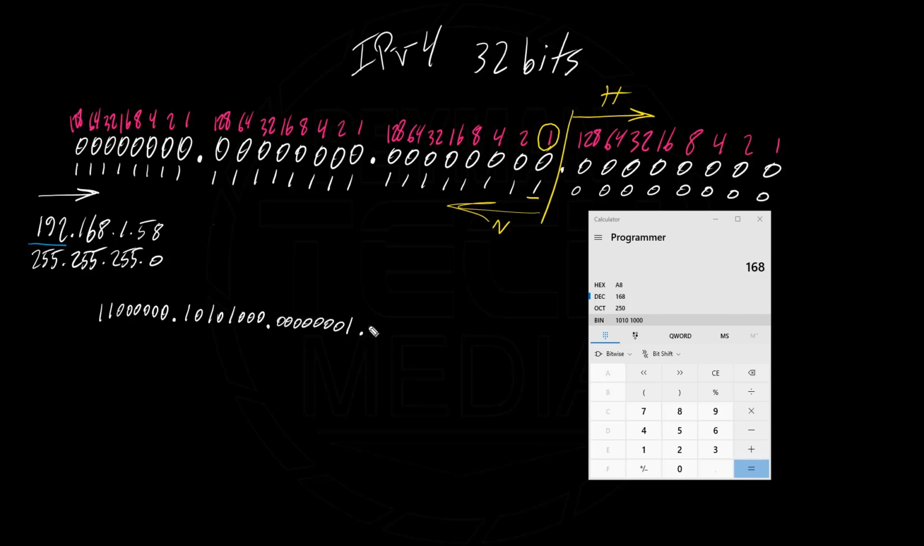And then on the last octet, 58. So which of these decimal values do we have to add in order to get 58? Or we can just quickly use our calculator. So making sure decimal is selected, 58, and in binary 0, 0. So let's write down 0, 0, 1, 1, and then 1, 0, 1, 0, 1, 0, 1, 0.